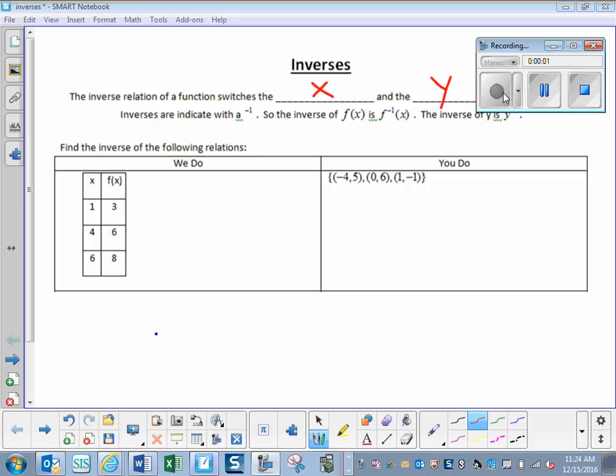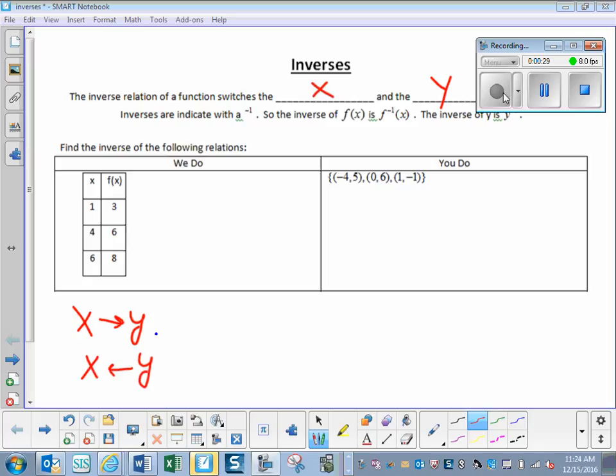This lesson is about inverses. The inverse relation of a function switches the x and the y of a function, so the input and output. The function tells us the dependency between x and y. If I give you x, you give me y, right? The function tells you the rule to go from x to y. The inverse will do the opposite. You give it y and it gives you x back. So that's the inverse. You do the opposite.